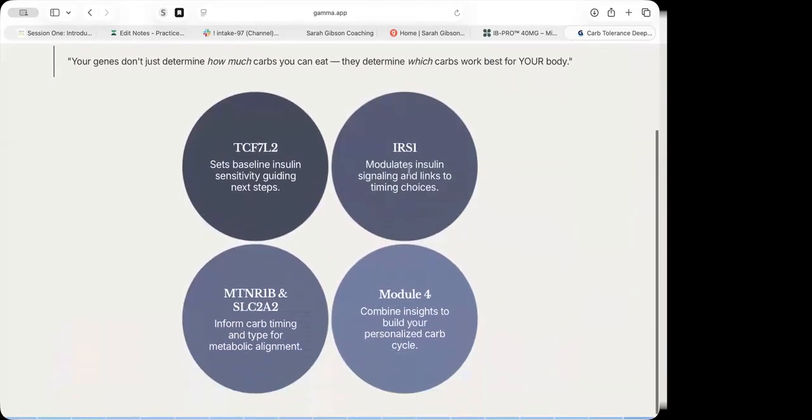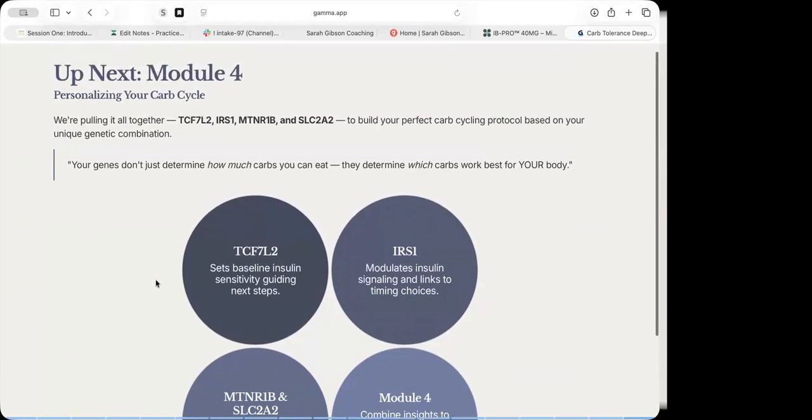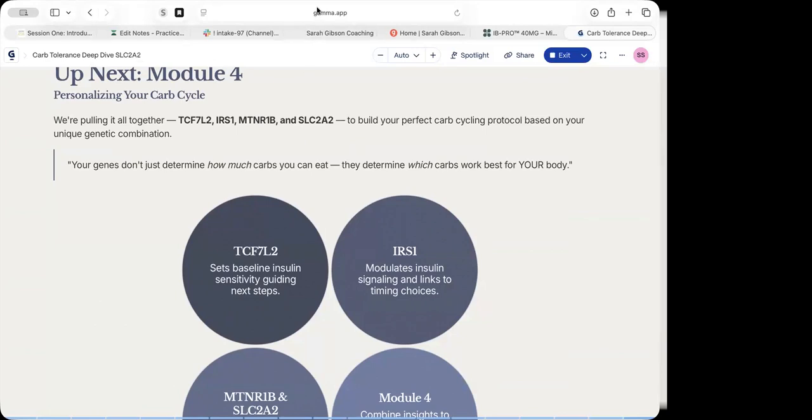I will also add the IRS1 and the TCF7L2 modules so that you've got all of that. And then those of you that are diving into your genes and trying to get a better understanding as to how to feed yourself so that you can heal some of these pathways will have hopefully all the information that you need. So I'm going to stop the recording here.